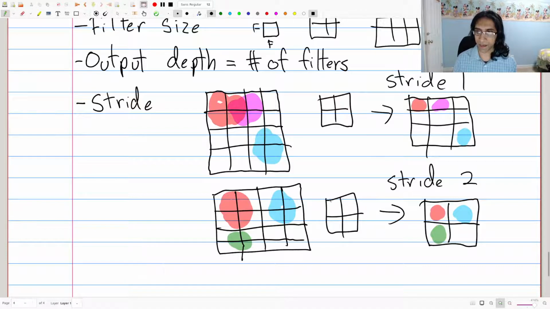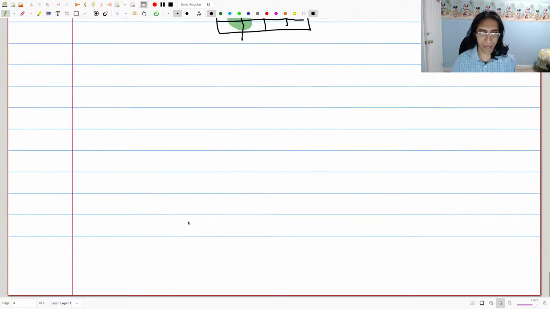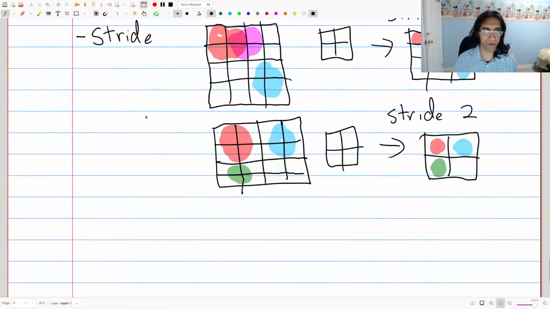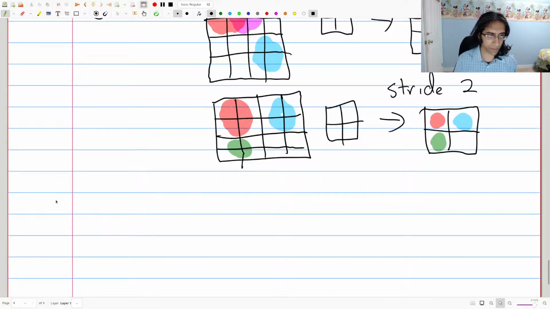And you can see, this is kind of an intuitive idea, but depending on how big our stride is, the output of this layer will become smaller. So it kind of matters. The higher the stride, the smaller the output, which makes sense if you think about how stride works. And the last hyperparameter, so we talk about filter size, the number of filters, the stride, and the last thing that we're going to need to specify for a layer is zero padding.